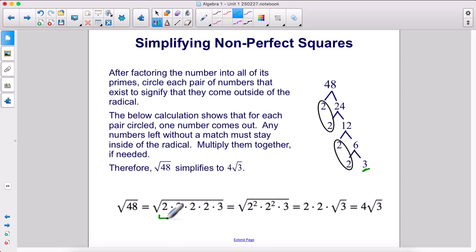And anytime you have two 2's, they become 2 squared. And this also becomes 2 squared. And whenever you take the square root of 2 squared, you just get 2. So the 2 moves out front, so does this one. The 3 stays behind. 2 times 2 is 4, so we get 4 times the square root of 3.